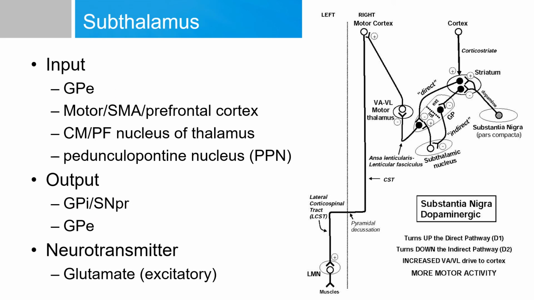And there are obviously reciprocal connections with the globus pallidus externus. And there are also other modulatory signals to the subthalamus, or between the subthalamus and other structures such as the motor cortex and the centromedian parafascicular nucleus of the thalamus. And the neurotransmitter, as we talked about before, is an excitatory neurotransmitter, in this case glutamate.